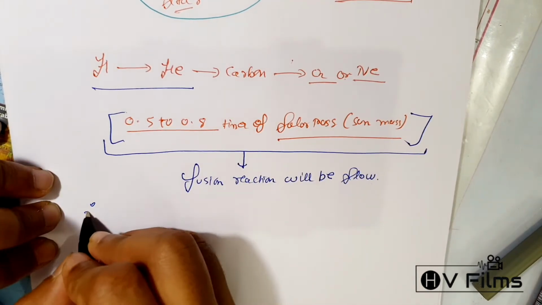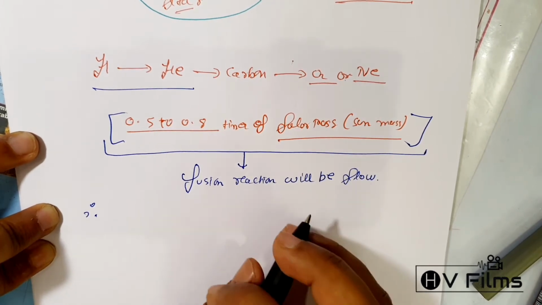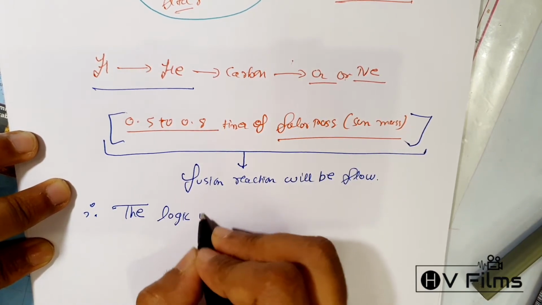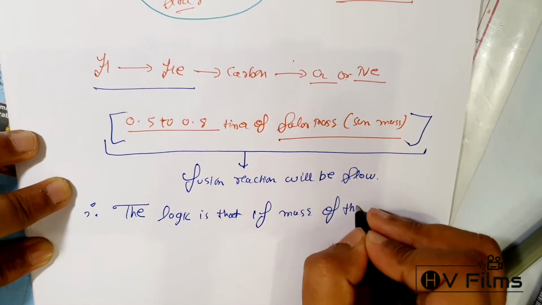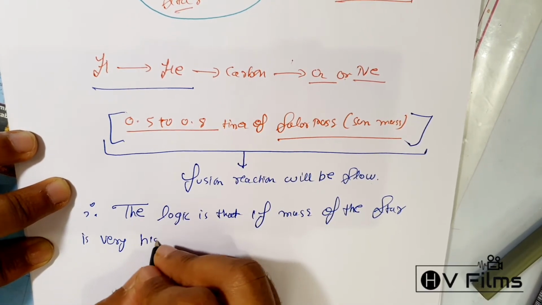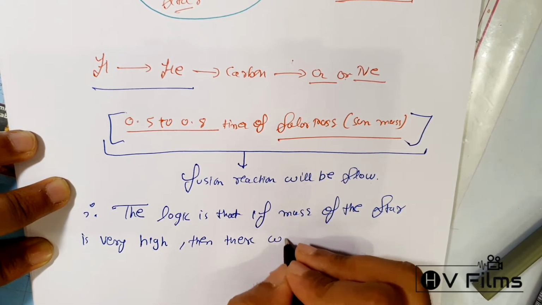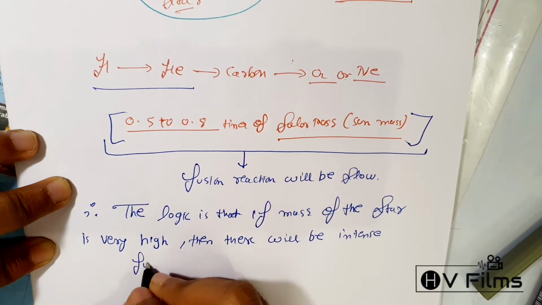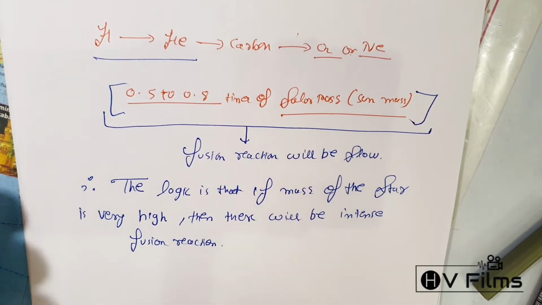So the logic is that if the mass of the star is very high, then there will be an intense fusion reaction. That is the only part you need to remember: if the mass of the star is very high, then there will be an intense fusion reaction. Intense means strong fusion reaction.